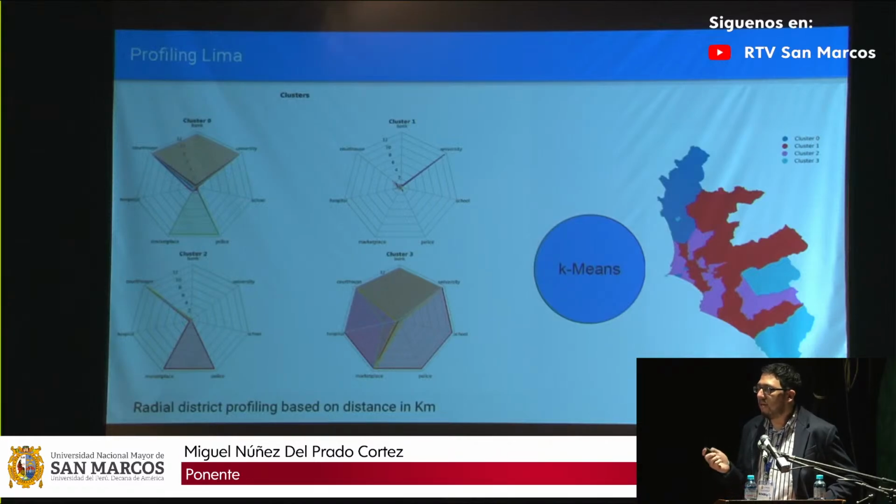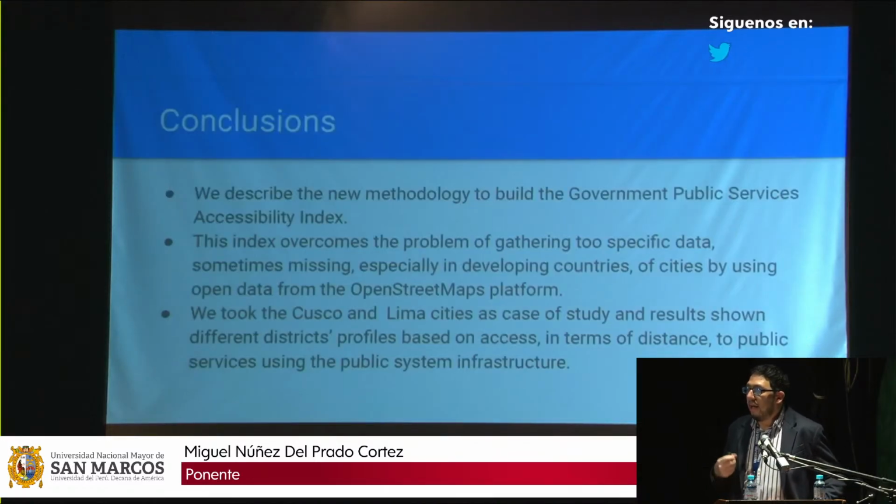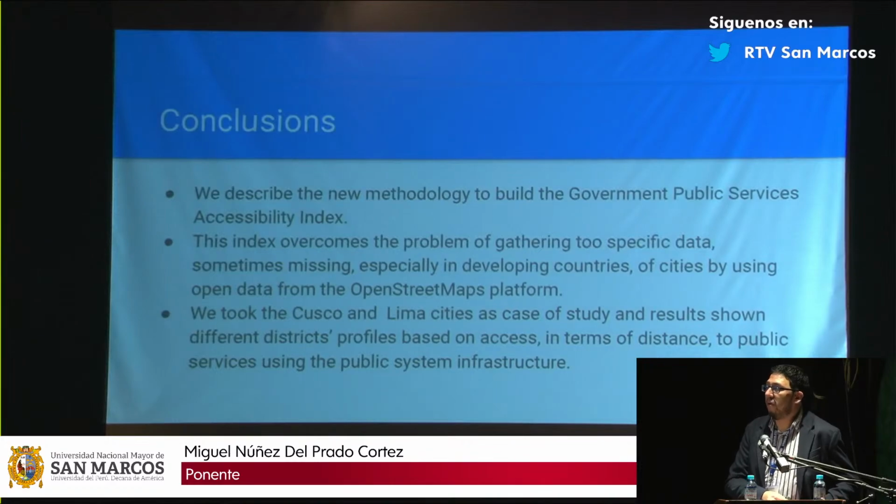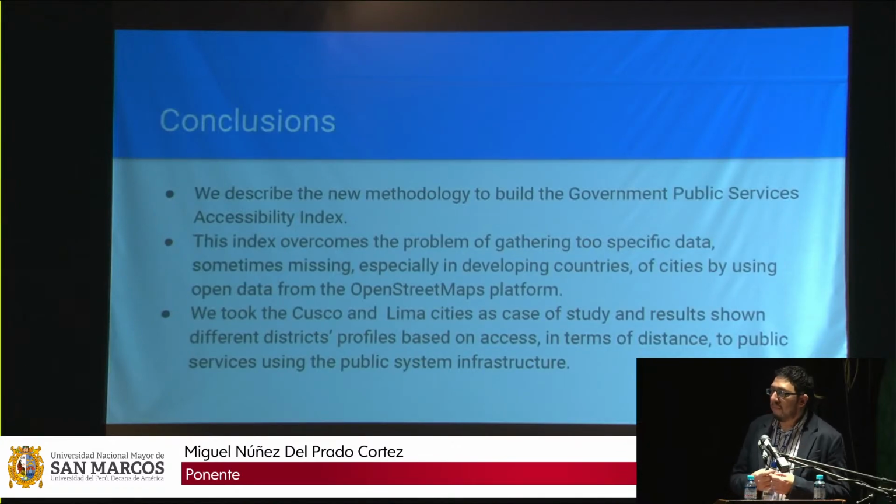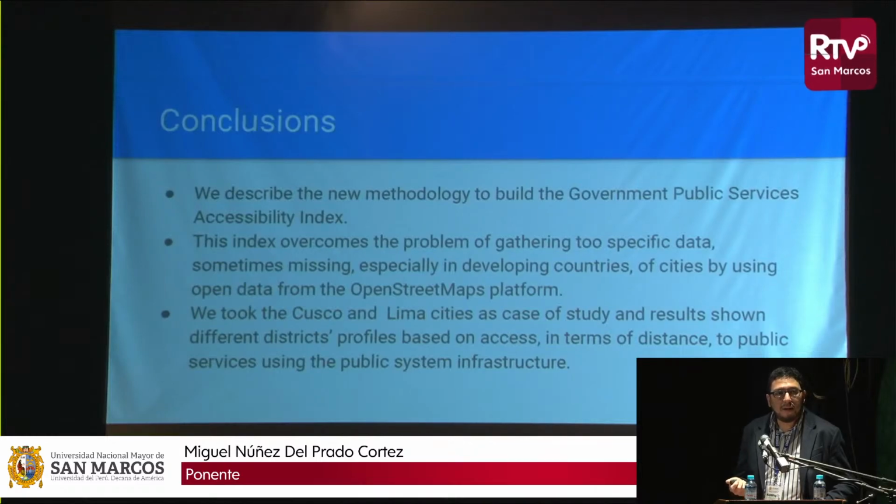So based on this, we can describe different things. Like giving this methodology for measuring how good the accessibility is depending on where you live, and we use this kind of index to prove that sometimes we can just do good with public data, with open data, because in some cases this information is very hard to have.